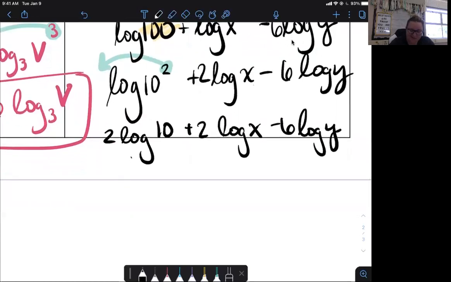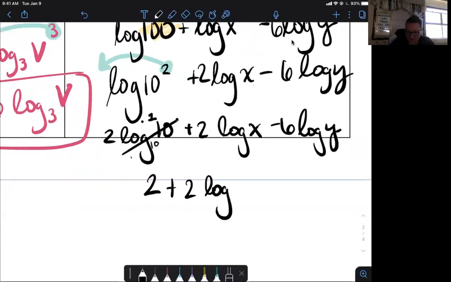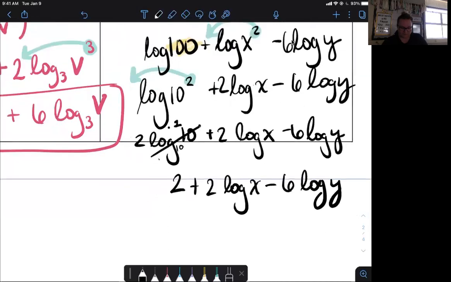Then what base are all these logs? If the base isn't given, the base is 10. It's the common log. So the log base 10 of 10 is 1. 2 times 1 is 2. So 2 plus 2 times the log of x minus the log of y.